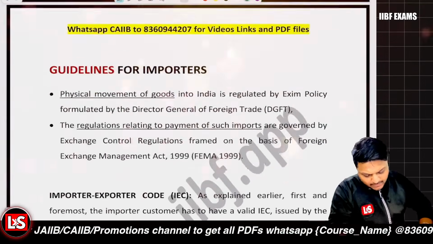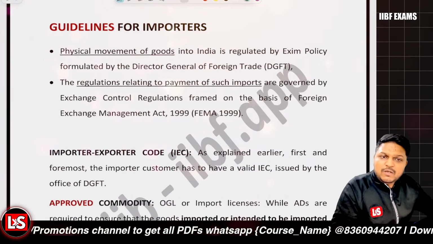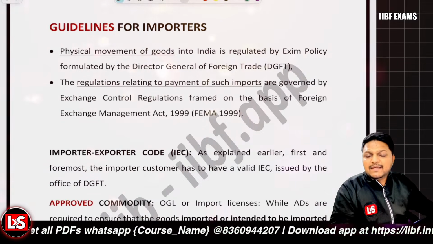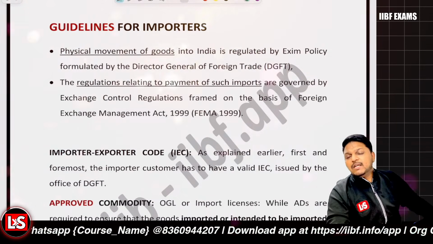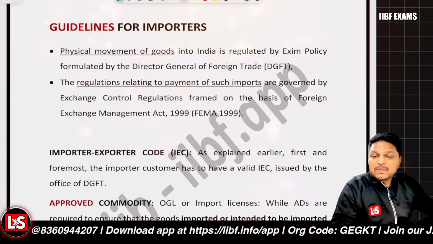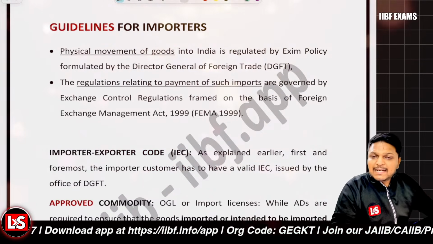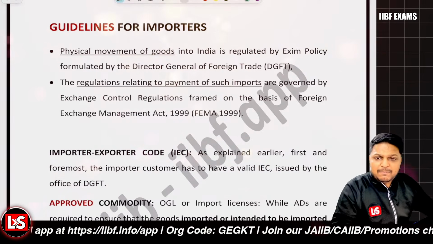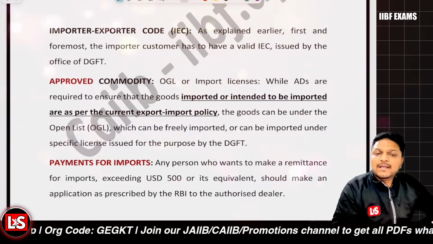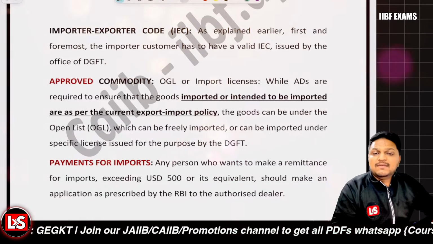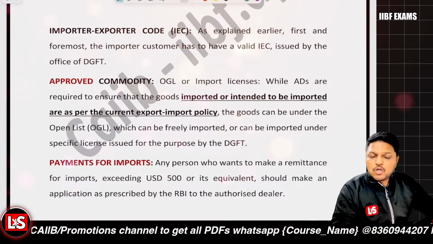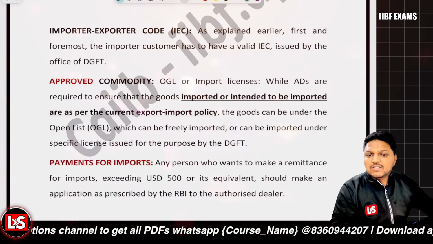Let's have a look at the theoretical part. The physical movement of goods into India is regulated by the foreign trade policy, and also the EXIM policy, which is formulated by the DGFT. And the regulations related to FEMA and the Customs Act will be applicable. Every importer must have the importer exporter code number. PAN number, KYC norms, IEC number, that's a must, right?